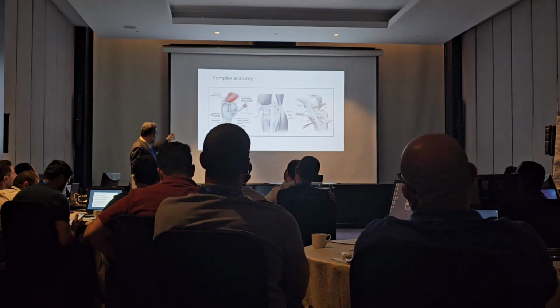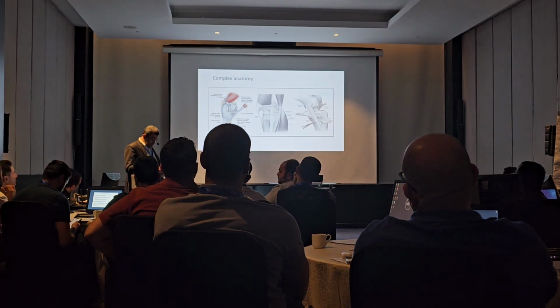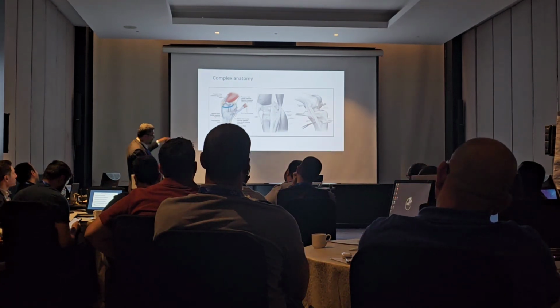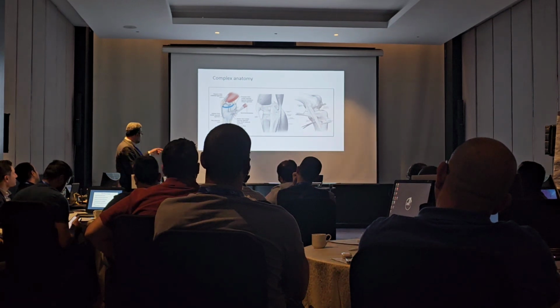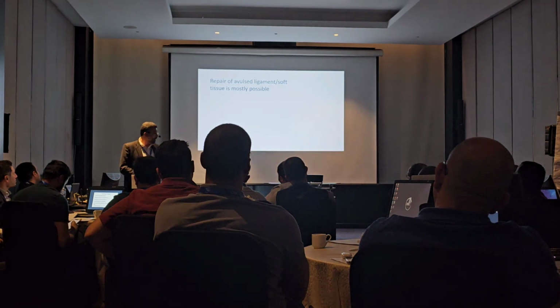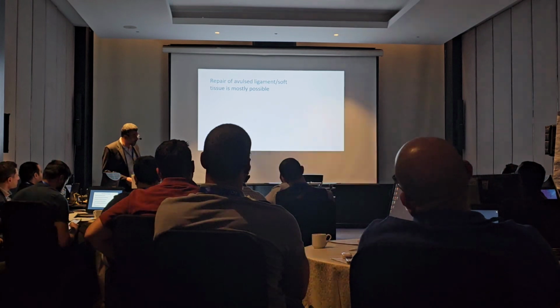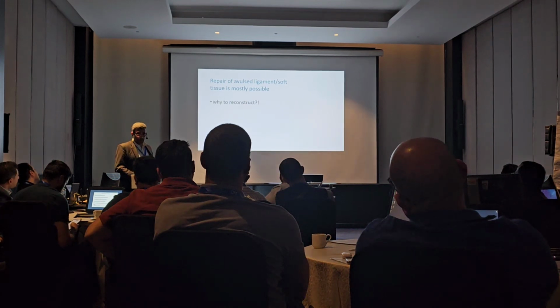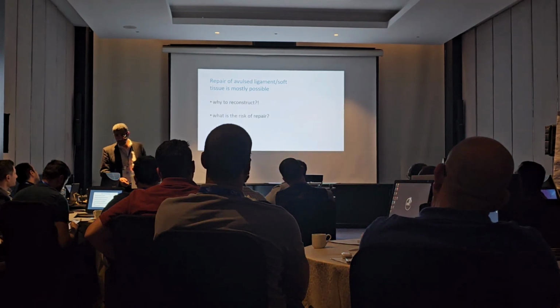And it's the same: how can we reconstruct? Suppose that you have an avulsion of this capsular injury. Is it enough to do just reconstruction of this ligament? So we have to think a lot about repairable tissue. But again, the question: why reconstruct, and what's the risk of repair?